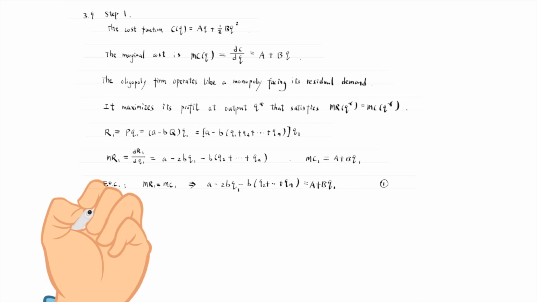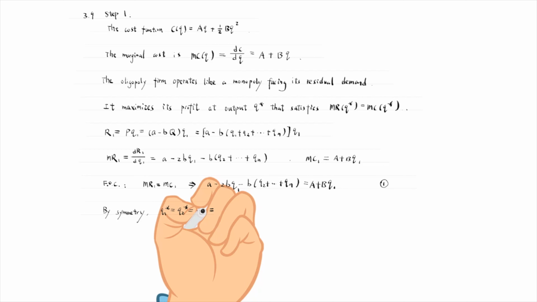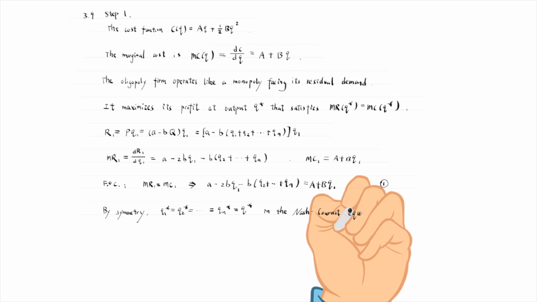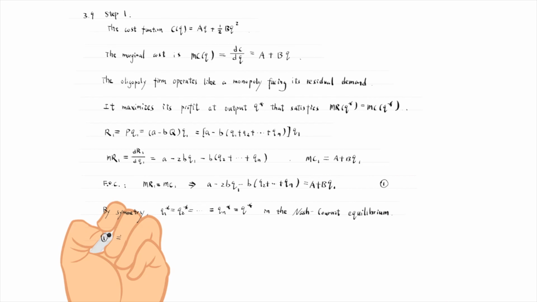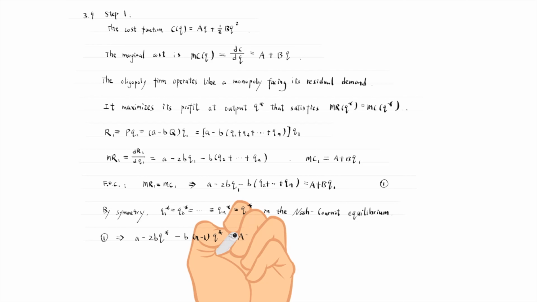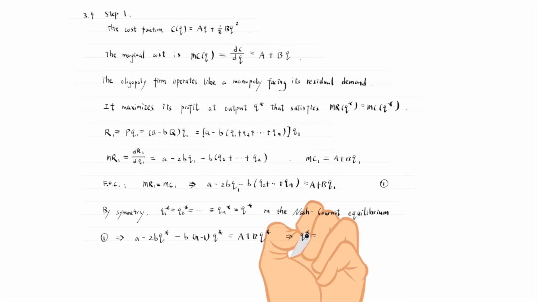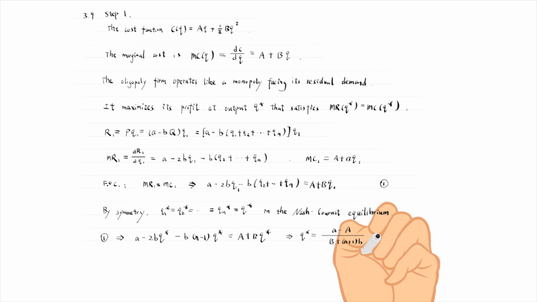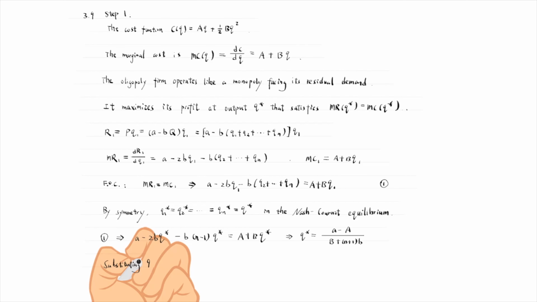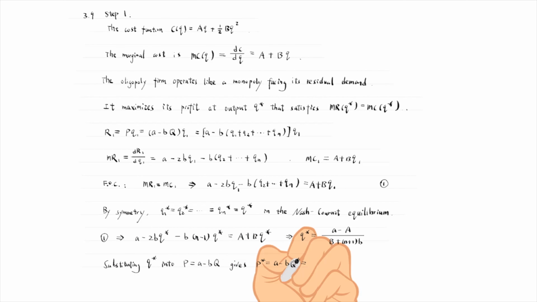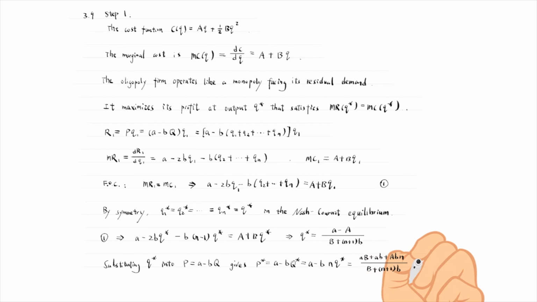By symmetry, each identical firm's output in the Nash-Cournot equilibrium should be the same. So the best response function can be written as an equation with only one unknown variable, Q star. We can solve for Q star. Substituting Q star into the market inverse demand function gives the equilibrium price P star.